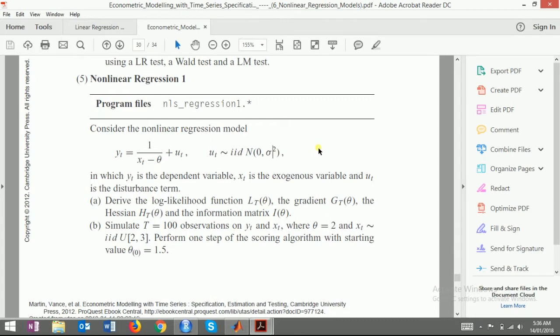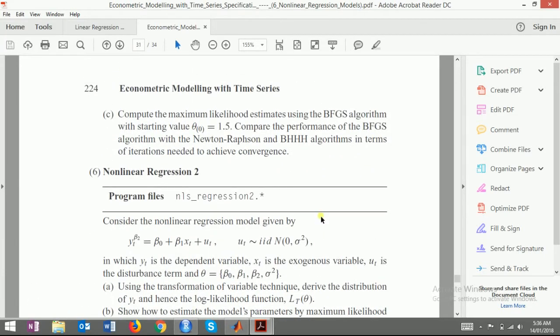Simulate T equals 100 observations on y_t and x_t where theta equals 2. The exogenous variable is IID with uniform distribution, in between 0 and 1, with 2 as the mean and 1/3 as the variance. Perform one step of the scoring algorithm with starting value theta naught. Scoring algorithm is simply taking the inverse of the Hessian and replacing it with the information matrix or OPG. That's it, with starting value theta naught equals 1.5.